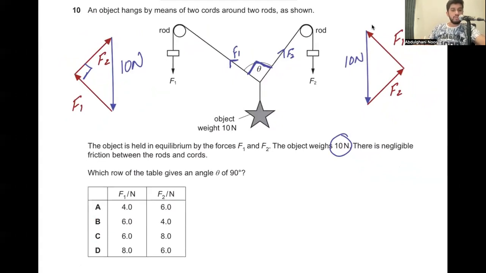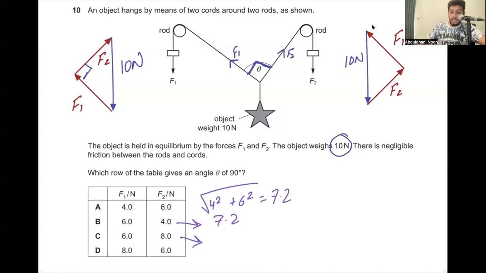Now, which two forces will give you 10 Newtons? For that, you need to use Pythagoras theorem. So you do 4 squared plus 6 squared under root. That gives you something around 7.2. What does 6 and 4 give? Once again 7.2. What does 6 and 8 give? That gives you 10 Newtons, and this also gives you 10 Newtons. See? So it has to be C or D.